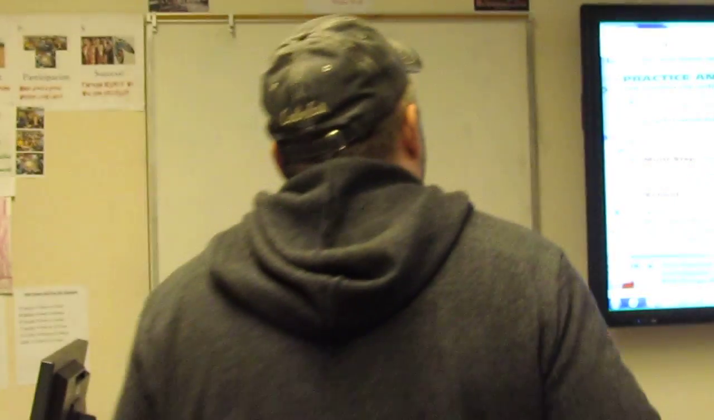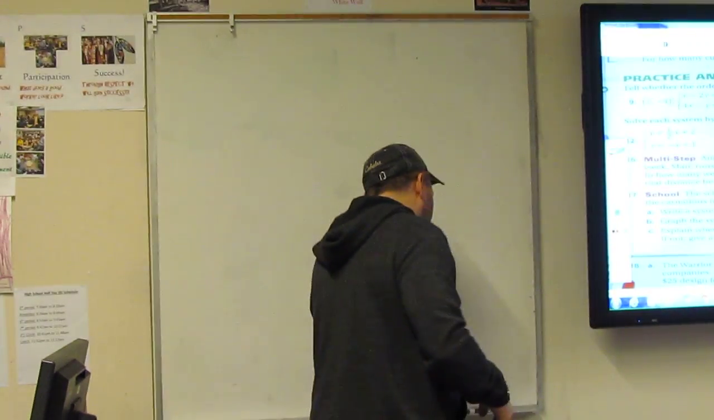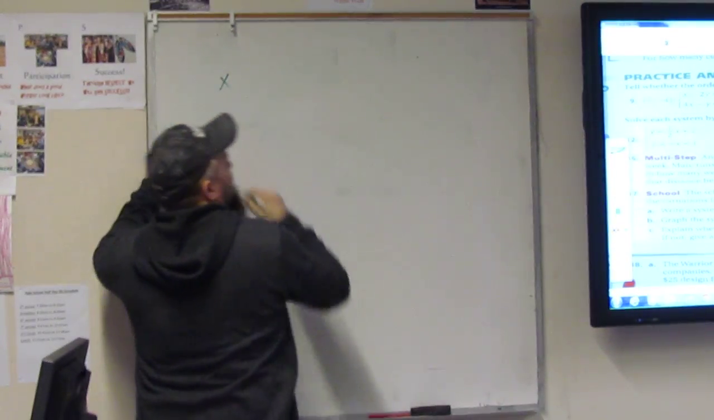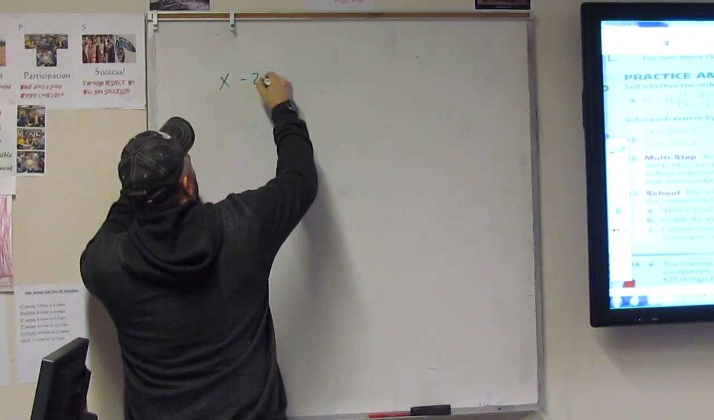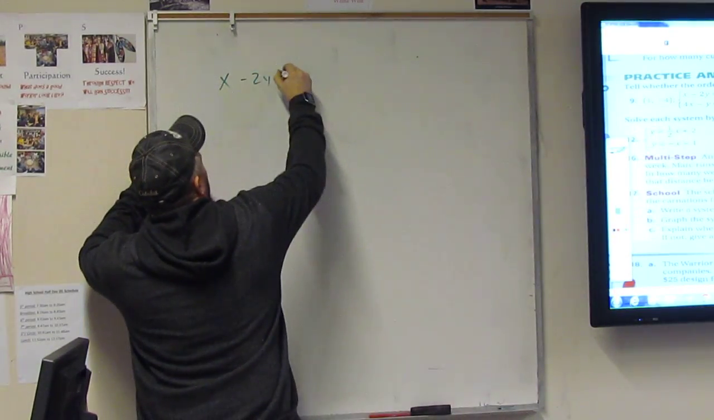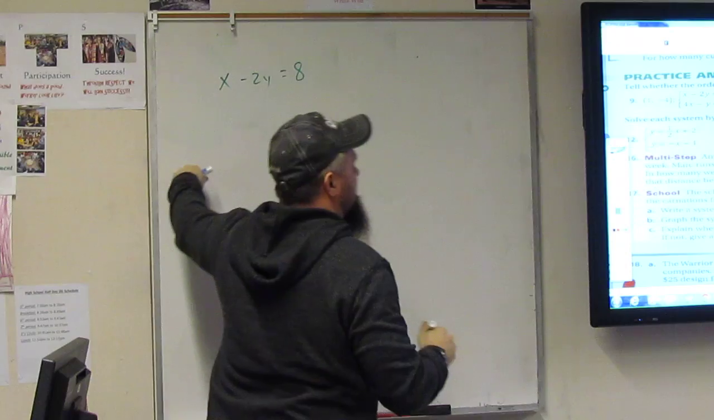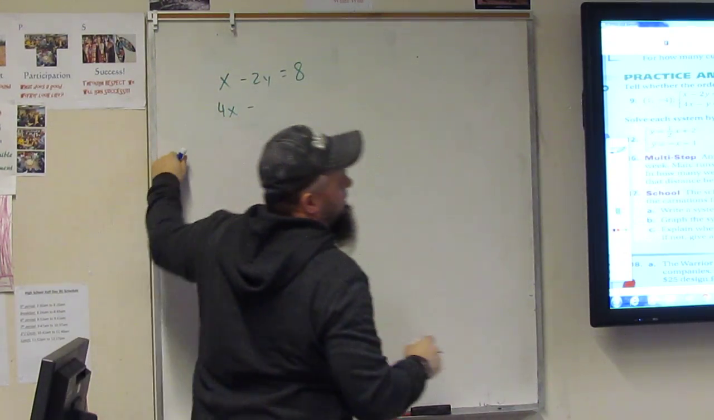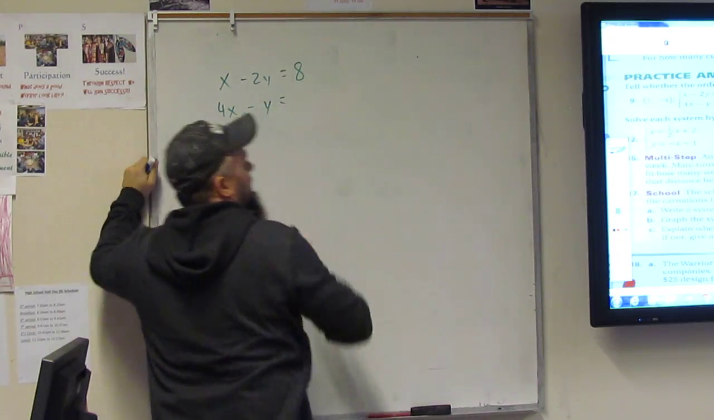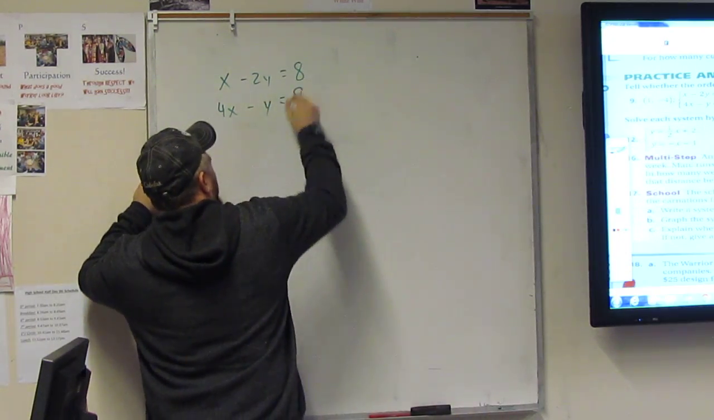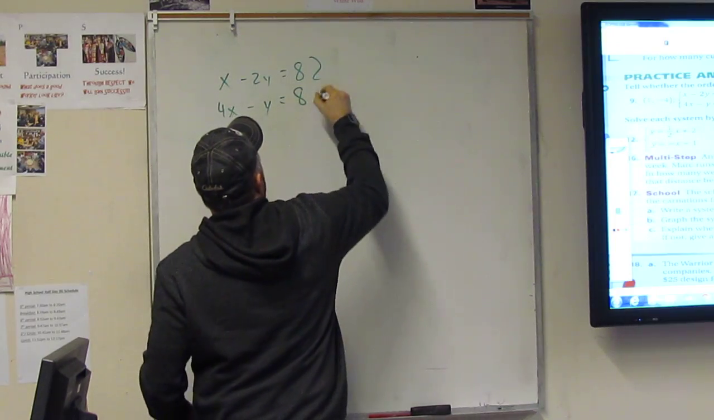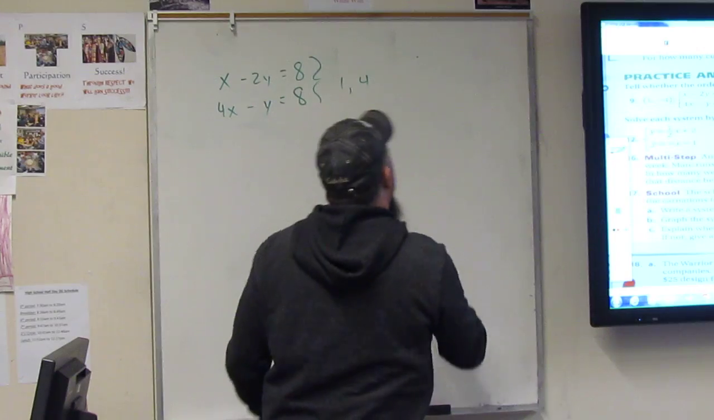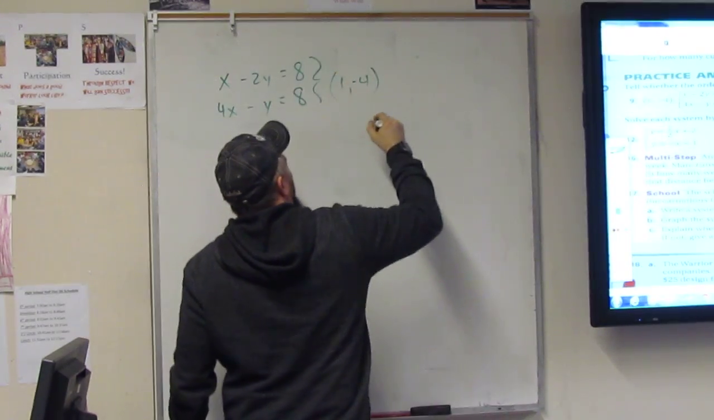All right, let's do problem number 9. Problem 9 says x minus 2y is equal to 8 and 4x minus y is equal to 8.